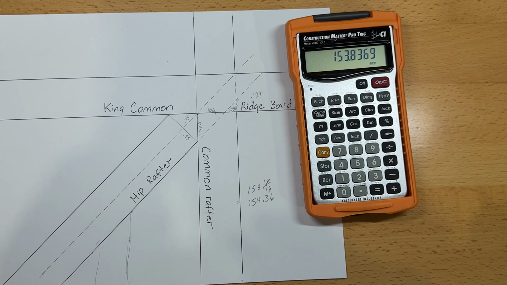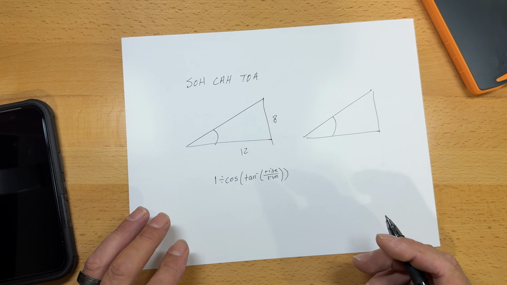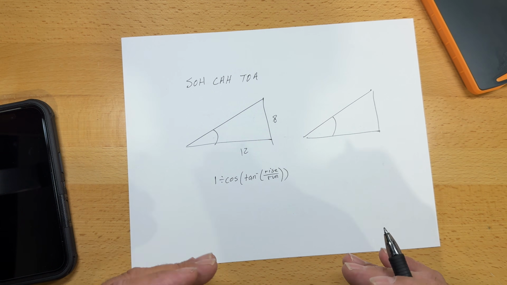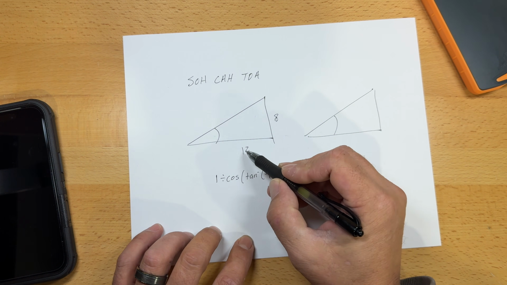Now let me show you how you can very easily calculate according to each pitch what that number is going to be, in case you didn't want to do it on the Construction Master Pro. So I'm going to do this with the trigonometry. It's just a little easier for me. And for those that aren't versed in it, I'll try to give you a rundown of what we're doing here. So our pitch is 8 divided by 12.